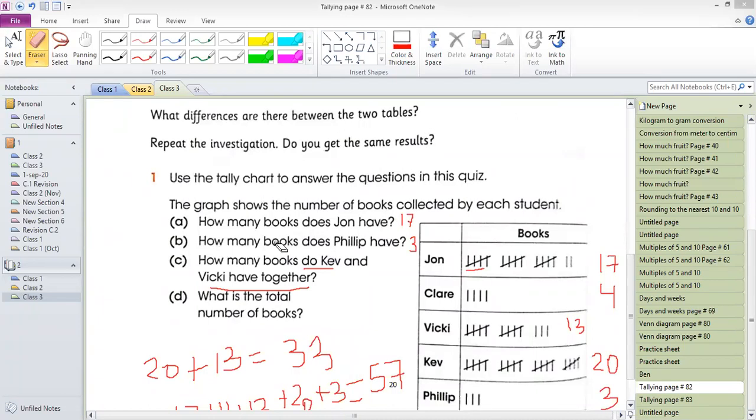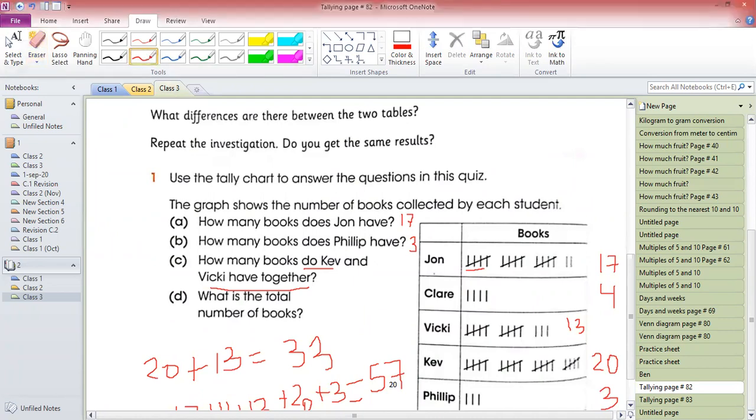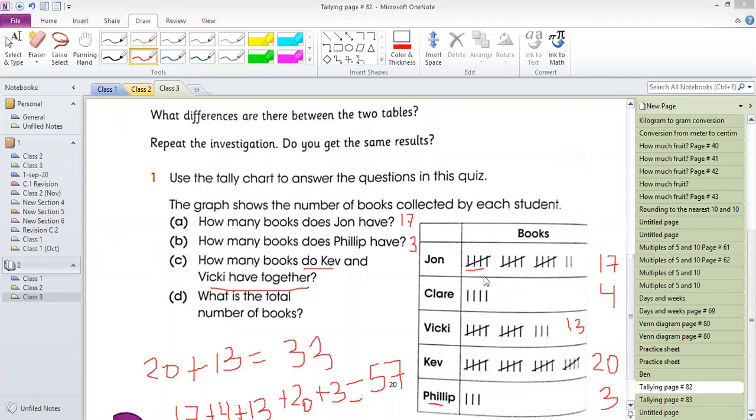Now, the second question is, how many books does Philip have? So for Philip, I will check where is Philip. In the names, this is John, this is Claire, this is Vicky, this is Cave, and this is Philip. So Philip has 1, 2, 3. It is 3. So we will say Philip has 3 books only. Philip has 3 books. Clear, guys? How does Philip have 3 books? Just count 3 and write 3.